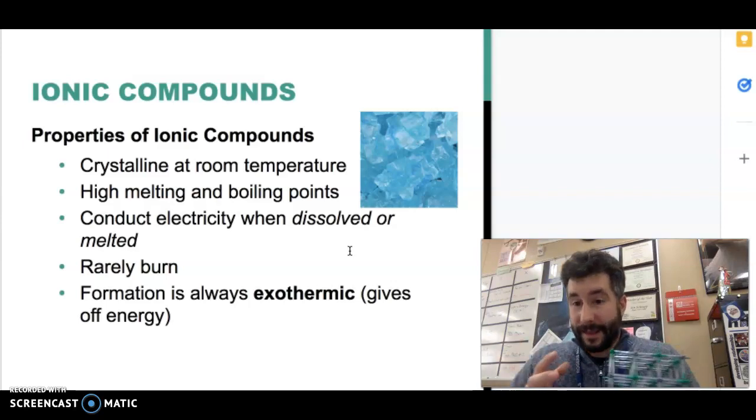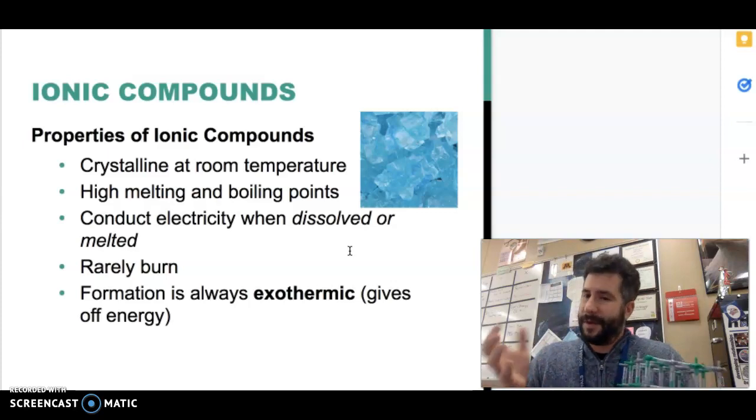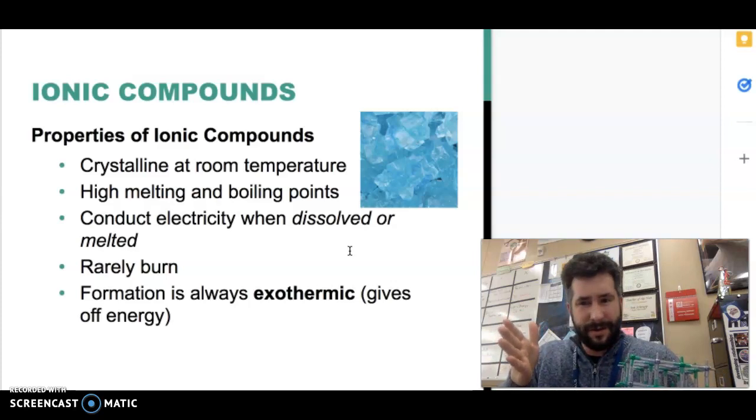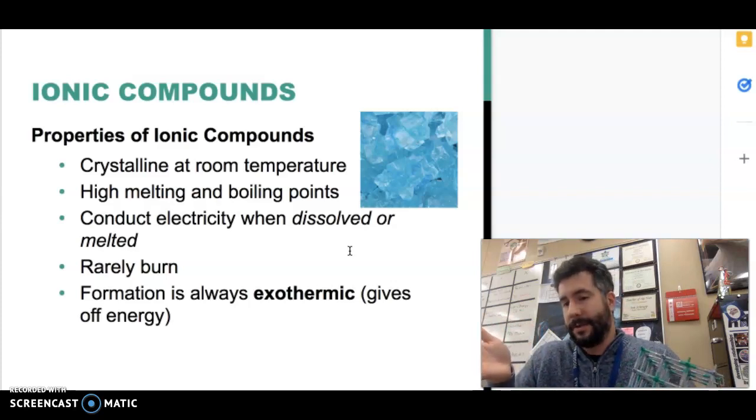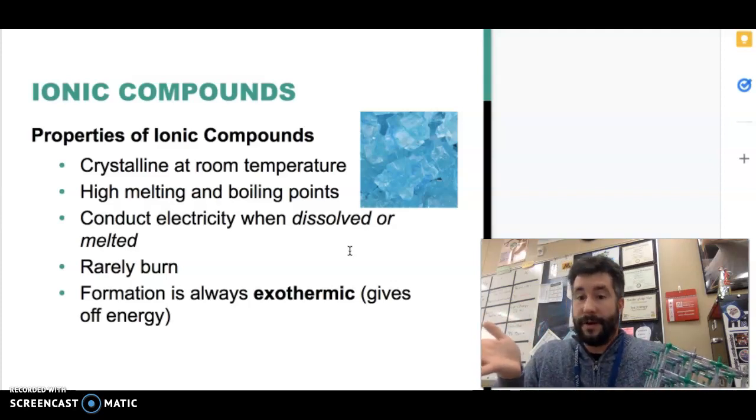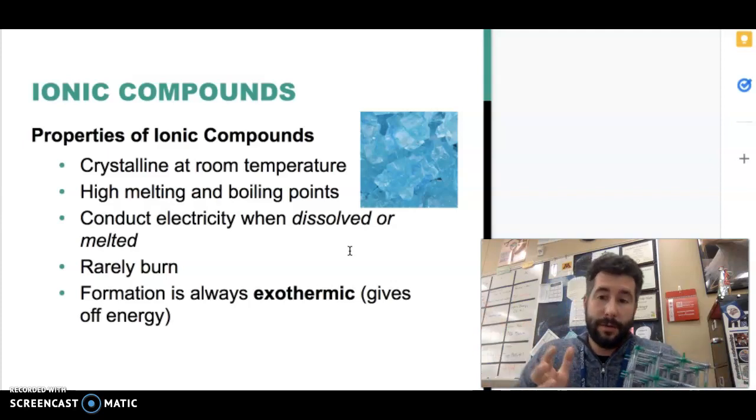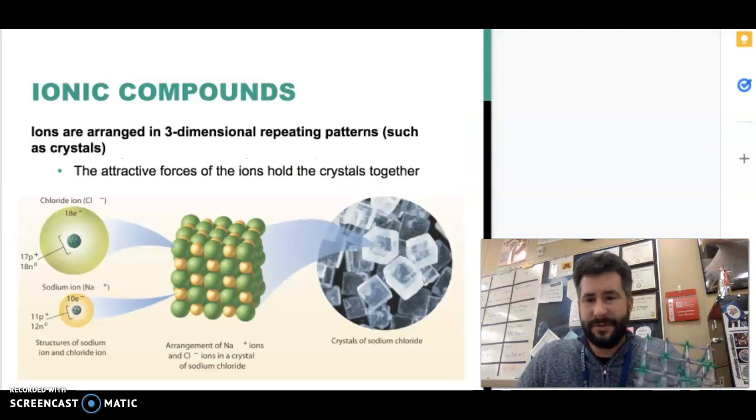But when they form, they give off a lot of energy. Think about sodium metal and fluorine gas. Those are both very reactive, and so to become the ionic compound, it gives off a lot of energy because they're going from more unstable things to a very stable ionic compound, which we sometimes call a salt too. Any salt is an ionic compound.